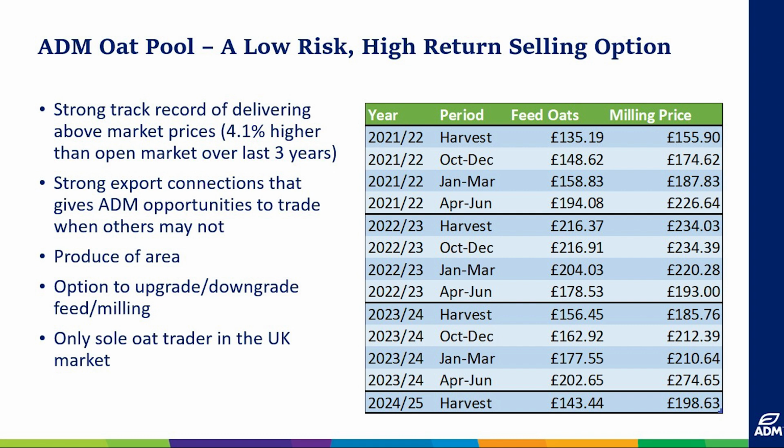And the second one is the ADM marketing pool. Now, here at ADM, we've over the last 3 years been able to achieve a price that is over 4% over and above the market, open market. And this year, the harvest pool paid out a price just over £198 a tonne. There are a lot of good positives around the oat marketing pool. It's due to flexibility, downgrading, produce of area, cash, etc.